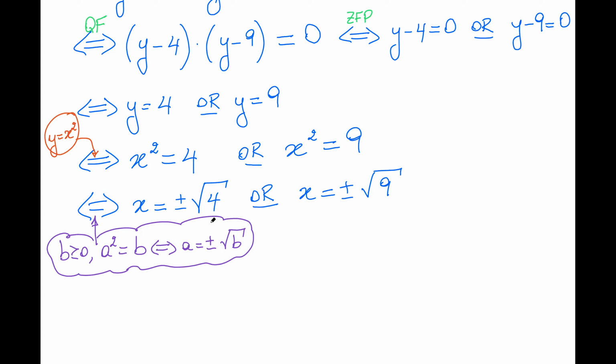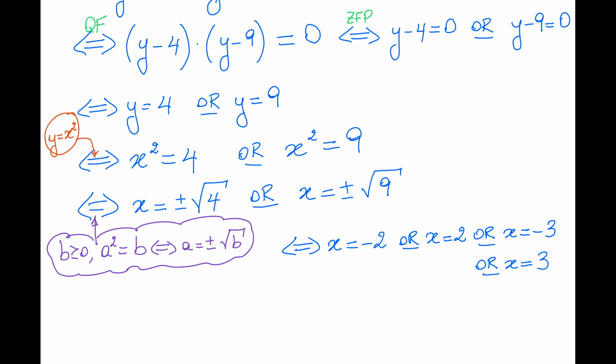All right, what's square root of 4? It's 2. And what's square root of 9? It's 3, right? So we get x is either negative 2 or plus 2, or x is plus or minus 3. So or x is minus 3 or x is 3, right? Okay.